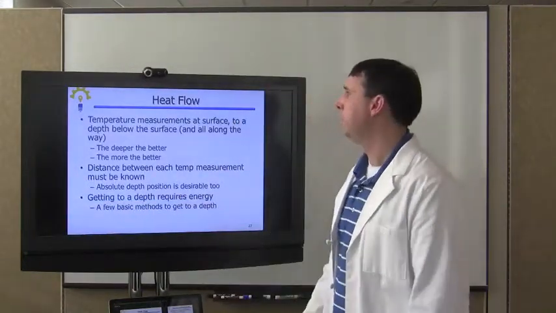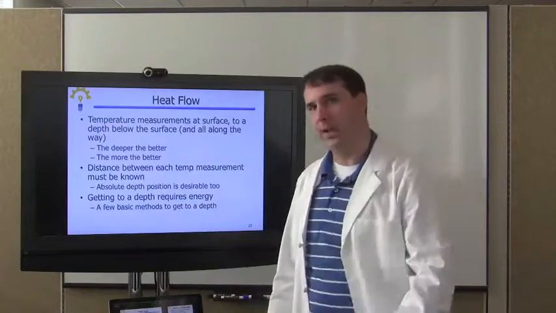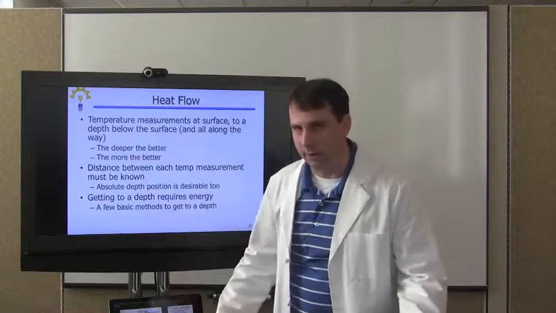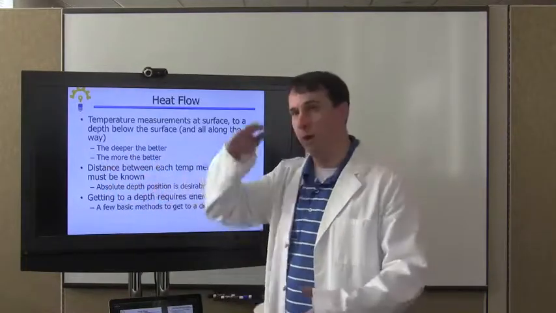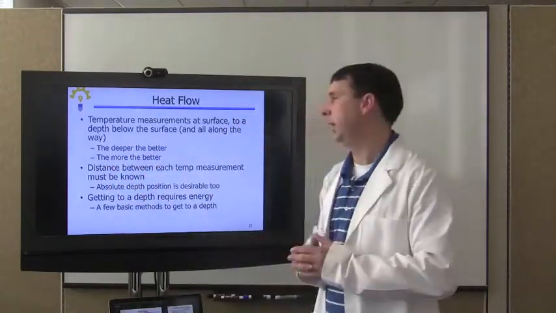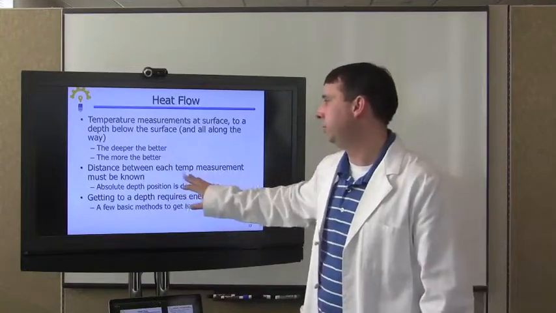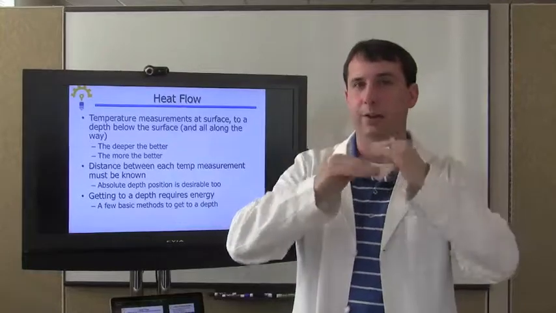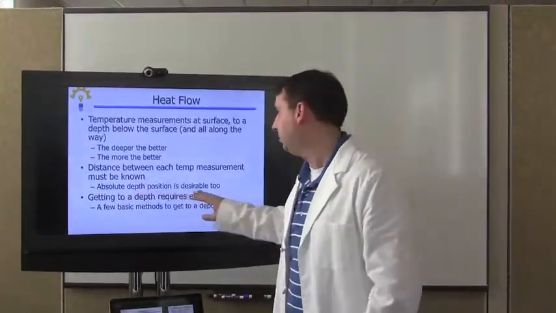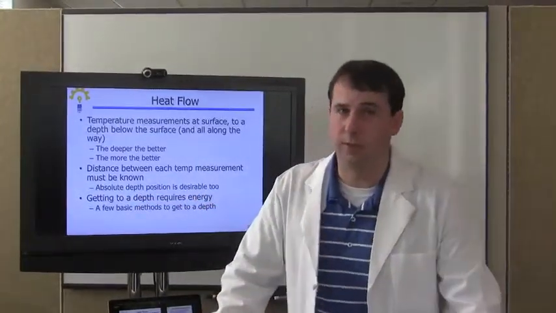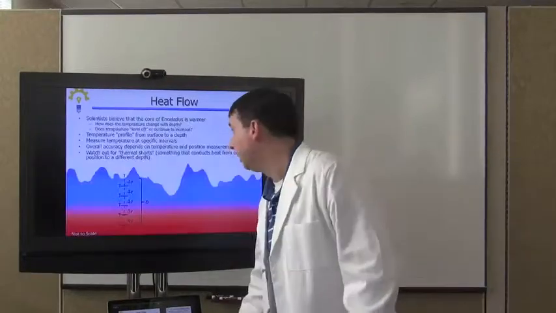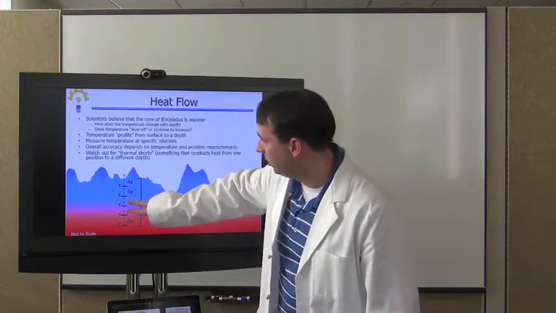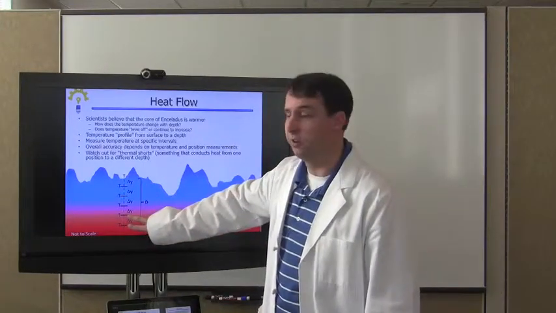So heat flow: the temperature measurements at the surface to a depth, and then along the way at certain intervals. The deeper the better. The more intervals you have, the better. The distance between each temperature measurement must be known. You have to know, like from this measurement to this measurement, okay? Absolute depth is desirable. So let's go back one. So this distance, you have to know this distance, right? This distance, this distance, this distance. You have to know those.